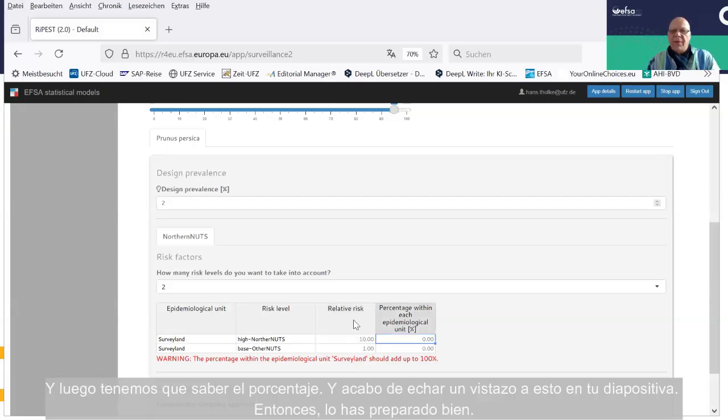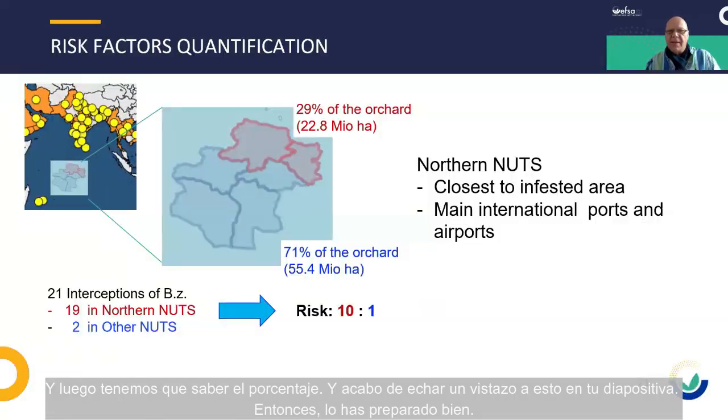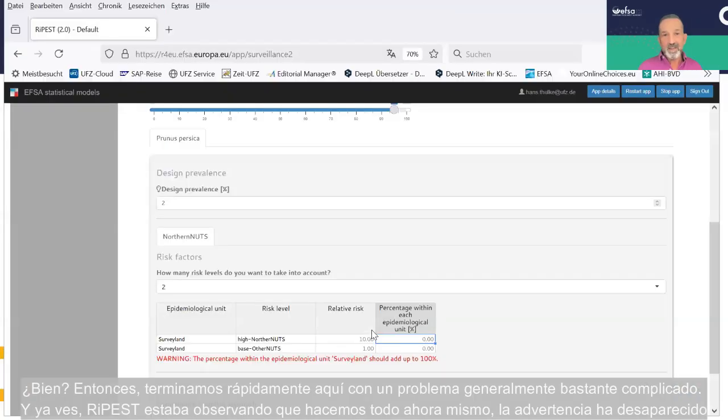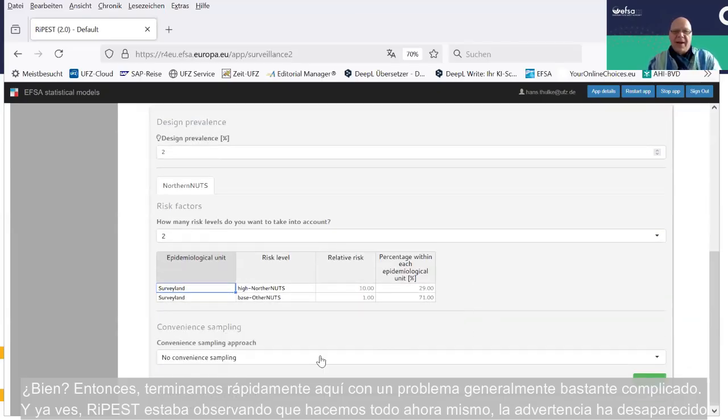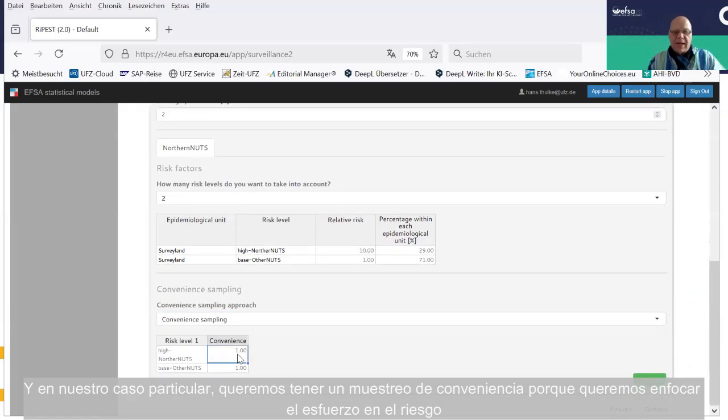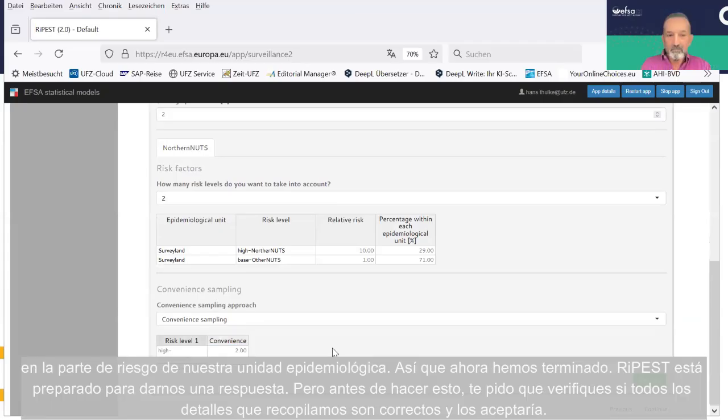And then we have to know the percentage. I glanced at this on your slide, so you prepared it well. So we have 29 for the northern percent of the area and 71 for the others. Correct? Okay, so then we are quickly done here with a usually quite complicated problem. And you see, RIPES was observing that we do everything right. Now the warning has disappeared. In our particular case, we want to have a convenience sampling because we want to focus effort into the risk part of our epidemiological unit. So now we are through.